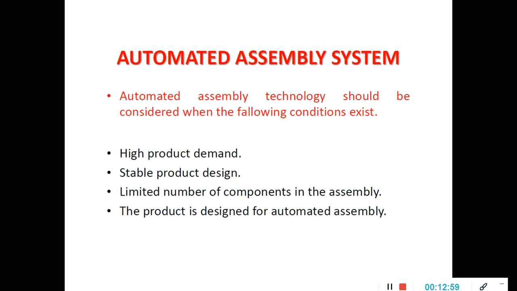So the automated assembly system should be considered when the following conditions exist. Where are we going to use the automated assembly system? One is high product demand. Suppose the product demand in the market is very high, there we are going to use the automated assembly system. Stable product design: there are no changes in the design, there we are going to use the automated assembly system. Limited number of components in the assembly line: if the components are less in the final product, there we are going to use the automated assembly system. And finally, the product is designed for automated assembly.